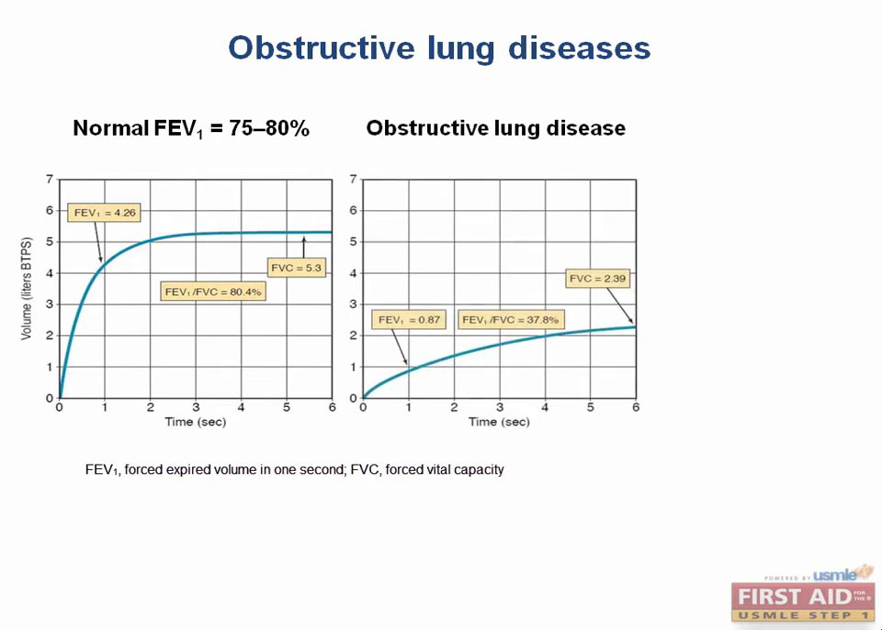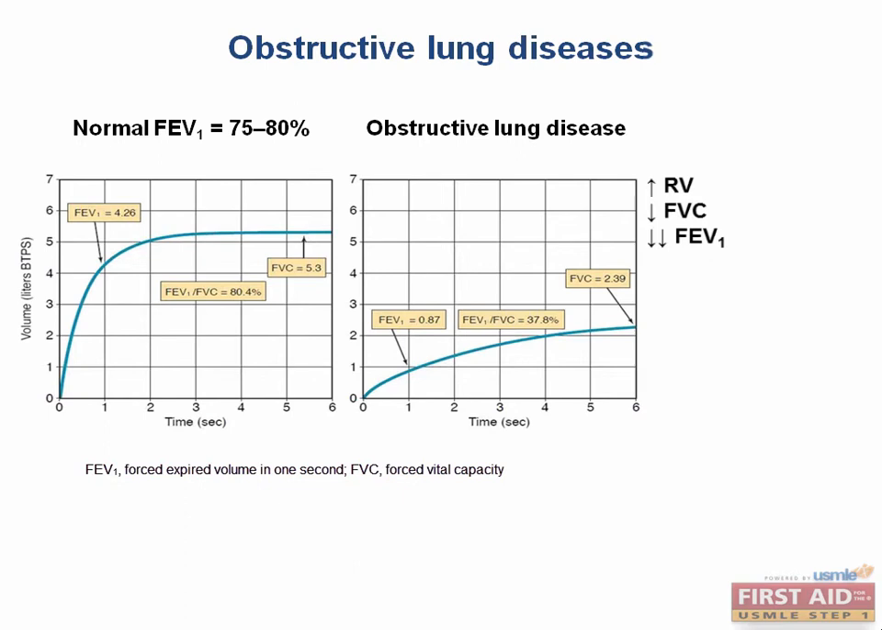By definition, obstructive lung disease involves obstruction of airflow with air trapping in the lungs. During exhalation, the airways close prematurely at higher lung volumes than normal, thus resulting in an increased residual volume and decreased forced vital capacity, since less air is able to leave the lungs.